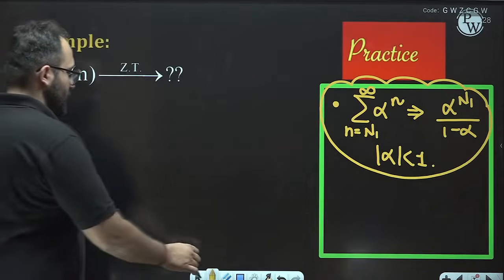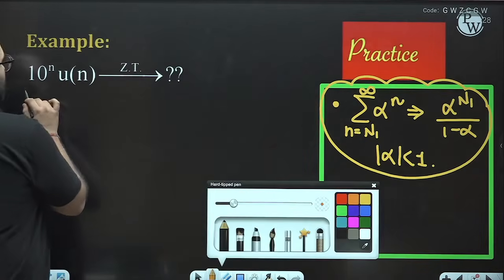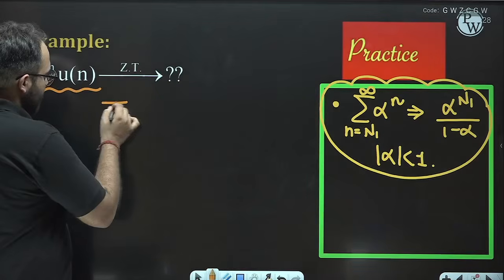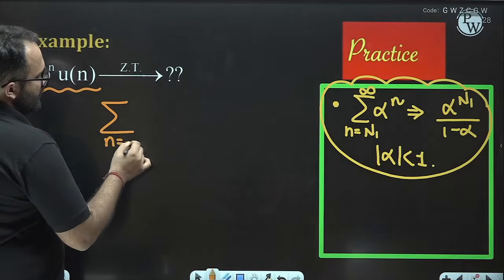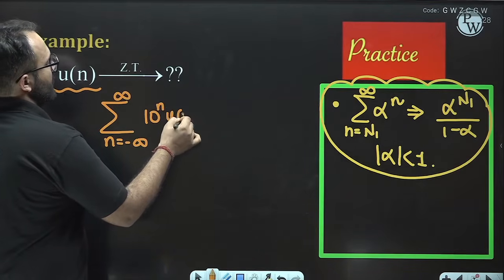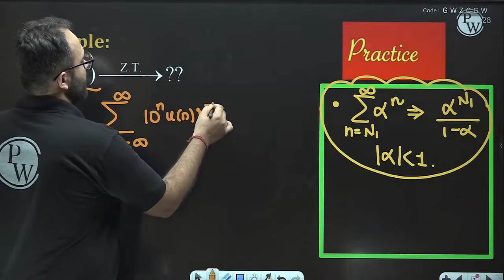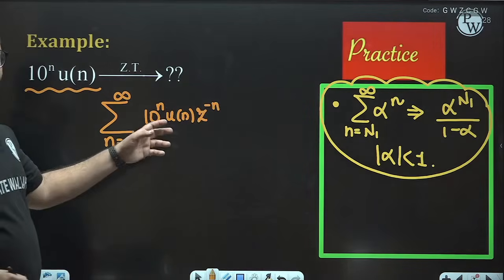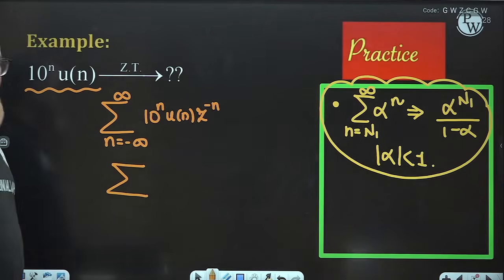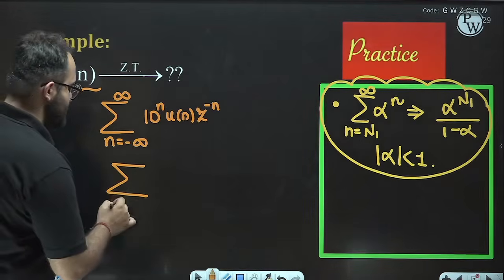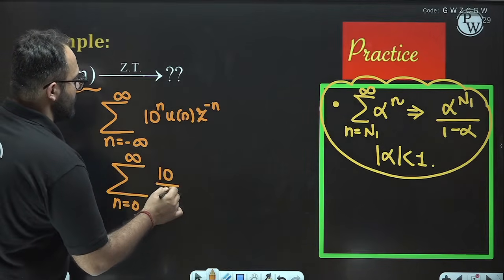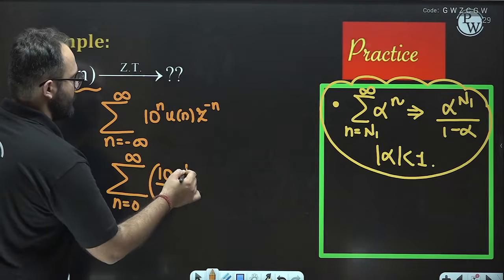Okay, so here we have a signal that is 10 to power n u[n]. Let's find out the Z transform. So the Z transform says that it is the summation from minus infinity to infinity of 10 to power n u[n] z to power minus n. Okay, this summation. Now since here it is u[n], the summation will go from 0 to infinity of (10 upon z) to power n.